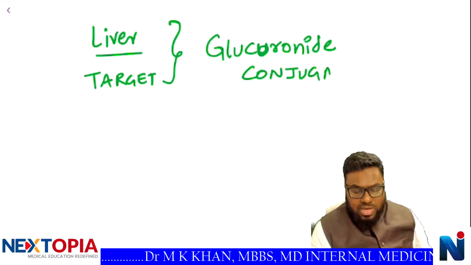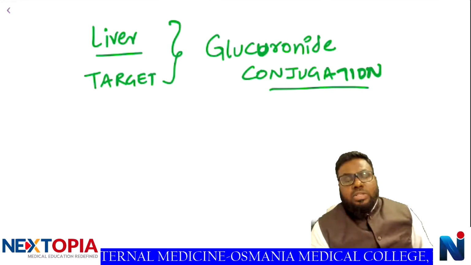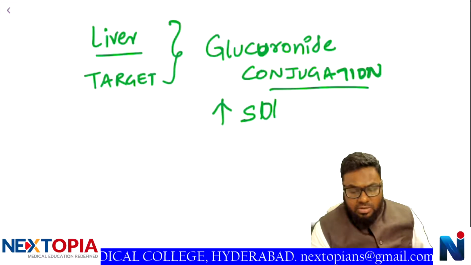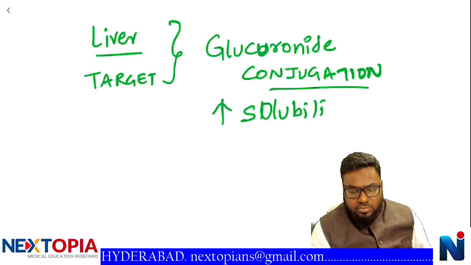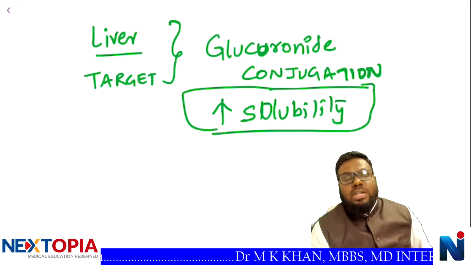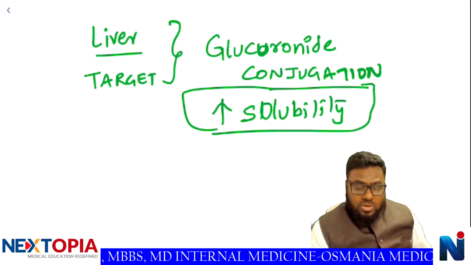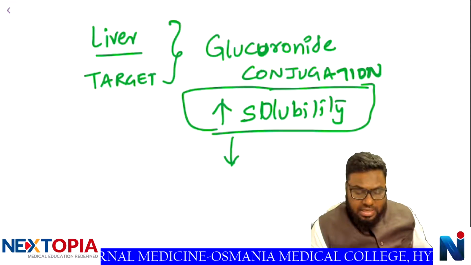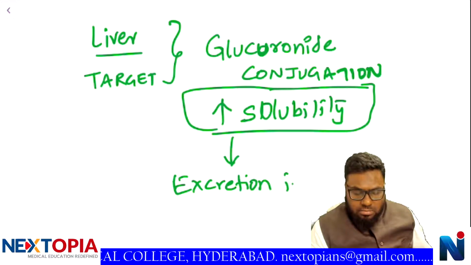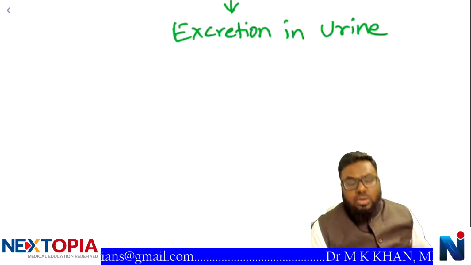It's a type of conjugation reaction. This conjugation increases the solubility of these steroids in water. We know that sex steroids are lipid soluble; they are not water soluble. Their solubility is increased, hence they can be easily excreted in the urine.